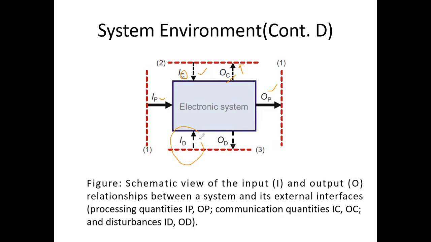Here also I am providing input as ID, disturbances quantity. O, output disturbances quantity. Okay. This is the diagram for the system environment. We will see what is input and what is output. Here we mentioned that we will discuss in detail. Okay.